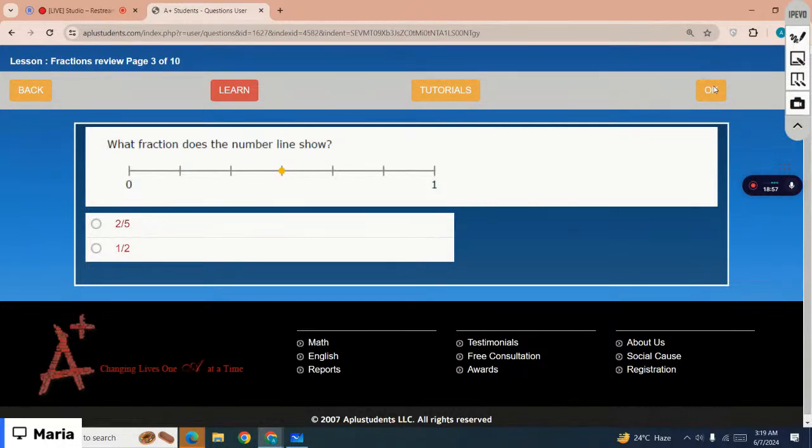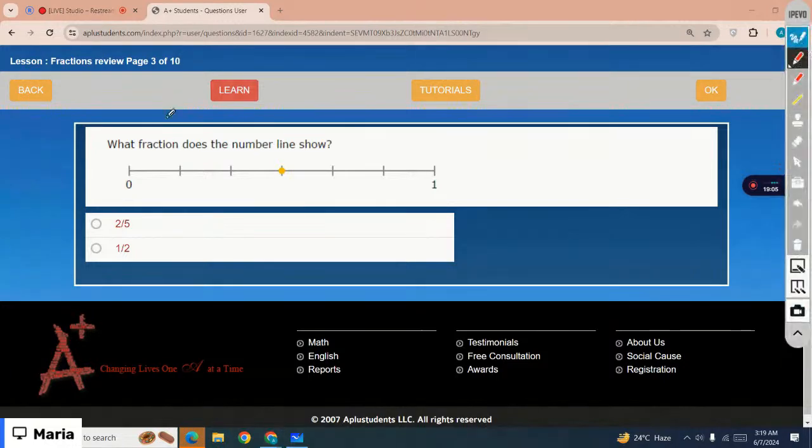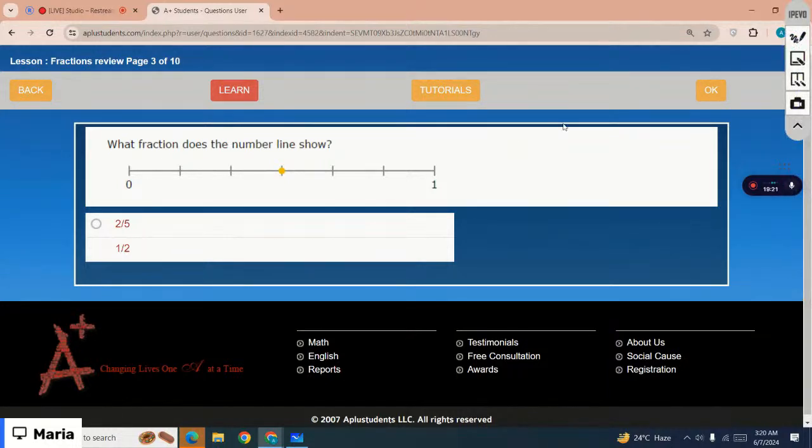The correct option is, yes, 1 out of 2, because the total segments are 6 and the third one is yellow. That would be 3 out of 6, and when you divide them by the common factor 3, that would be 1 out of 2. Got it? The correct option is option number 2. 1 out of 2 is the correct option.